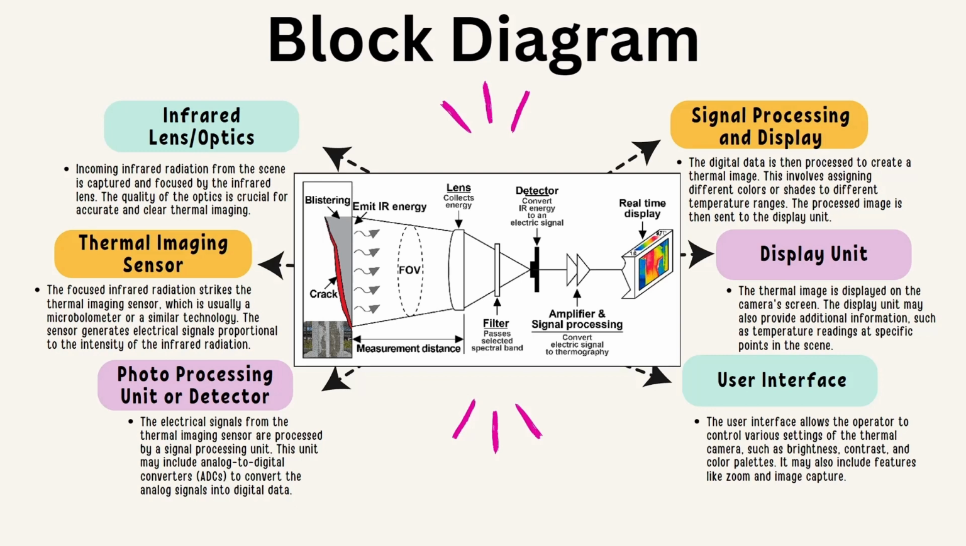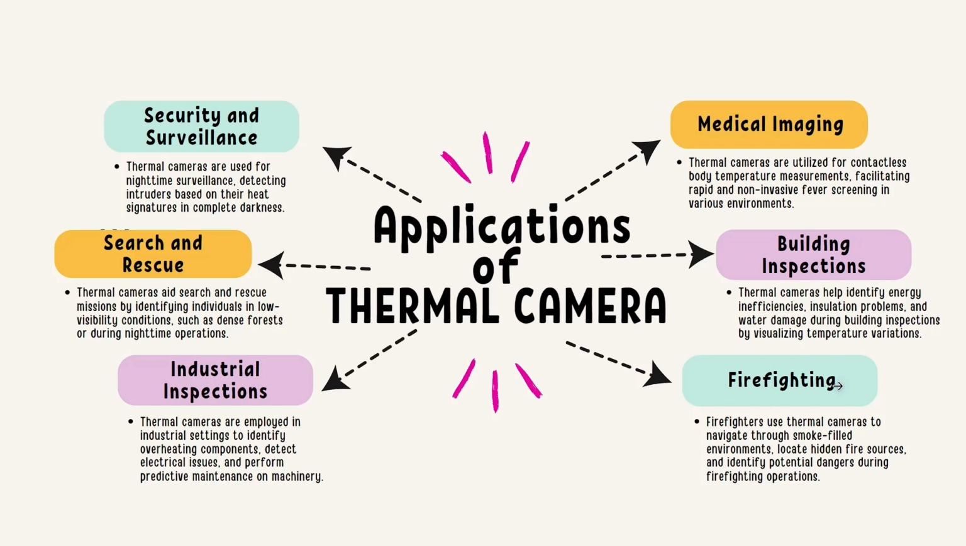And according to that, the signal processing will modify and give those settings to the user. So moving on towards the applications. The thermal camera has a lot of applications in real life day-to-day usage as well as in the industry. And one of its major areas where it is used is in the security and surveillance department.